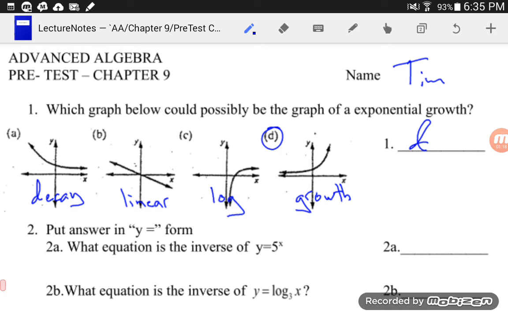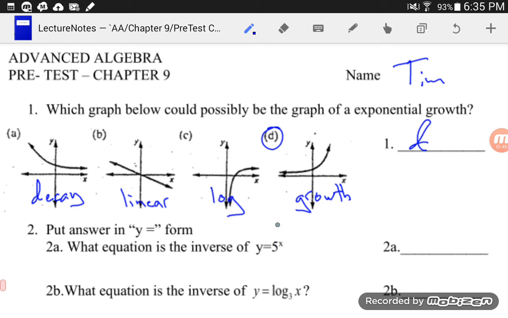The second one is... I don't know. These next two, 2a and 2b, are really just essentially definitions of logarithms, but you could solve this. Obviously, if we're looking for the inverse of y equals 5^x, the inverse function is always a logarithm. This is an exponential function, so the inverse of it is going to be a logarithmic function.